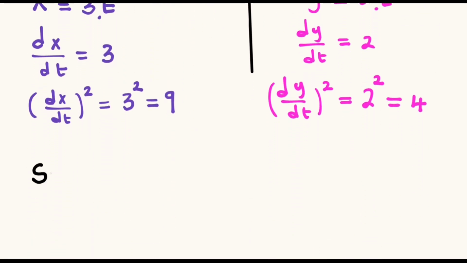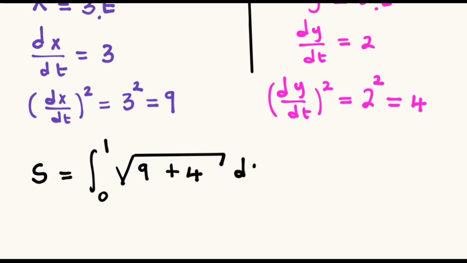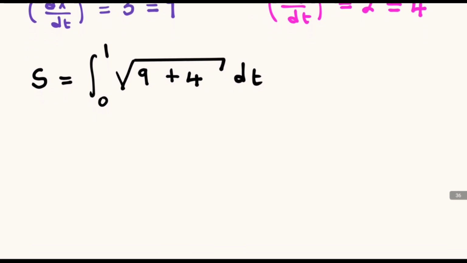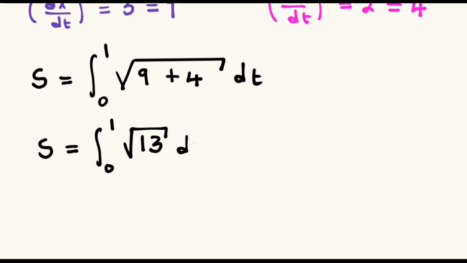And substituting into the formula, s is equal to the integral from 0 to 1 of the square root of 9 plus 4 multiplied by dt, and 9 plus 4 is equal to 13, so our s will be equal to the integral from 0 to 1 of the square root of 13 dt, and this will be equal to the square root of 13 multiplied by t, and our limit is from 0 to positive 1.